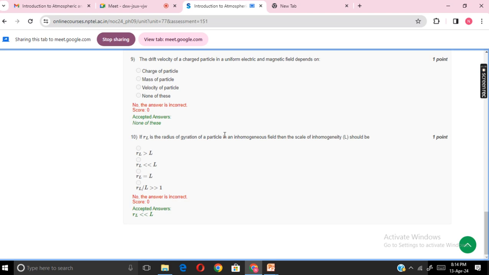Till the scale of inhomogeneity, the magnetic field or electric field that we are considering will be homogeneous. After that only it will become inhomogeneous. So for simplicity we have assumed that the radius of gyration of a particle in an inhomogeneous field will be less than the length of inhomogeneity. So the answer is RL should be less than L. The second option is the right answer. So RL is less than L. That is the right answer.